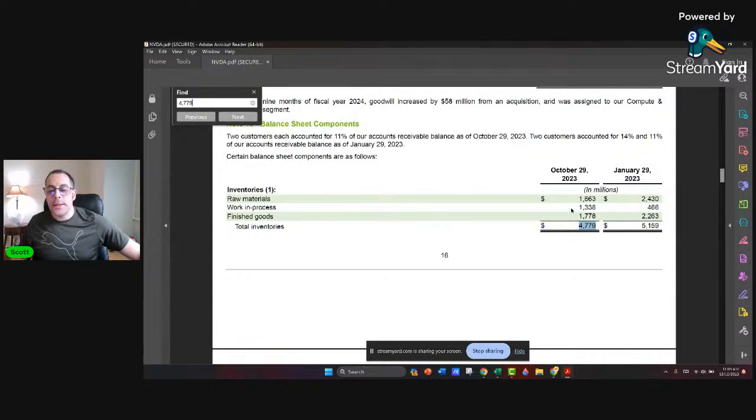So if it's in this third stage, it's closer to cash. If it's raw material, it's further away from cash. It has to move through the manufacturing process. And then, of course, you have to sell it. But the raw materials, you can't even do anything with them yet until they move through the manufacturing process.